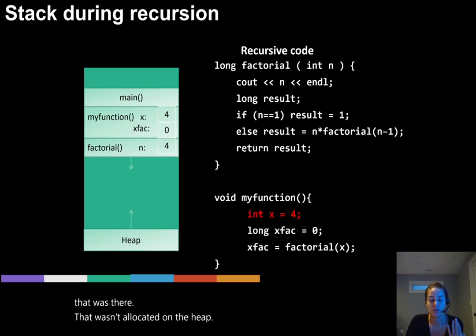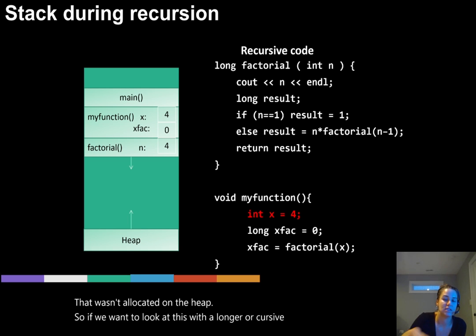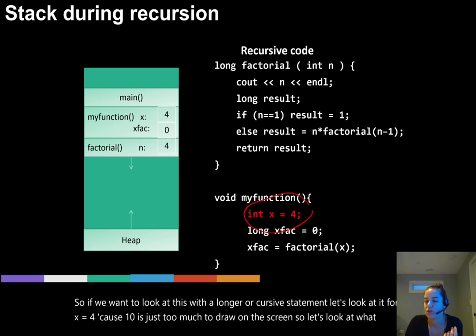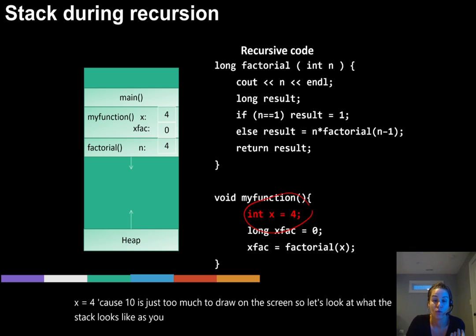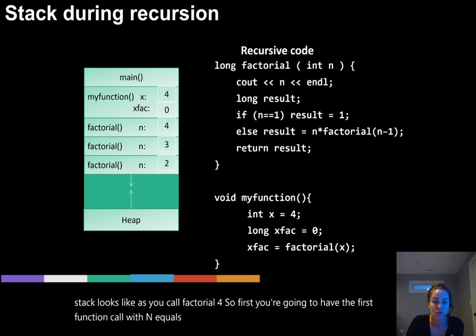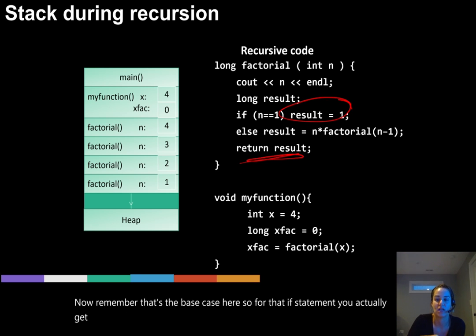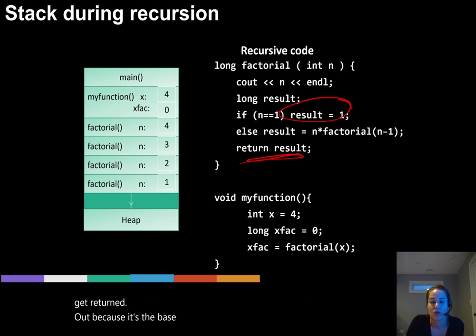If we want to look at this with a longer recursive statement, let's look at it for x equals 4, because 10 is just too much to draw on the screen. So let's look at what the stack looks like as you call factorial 4. First, you're going to have the first function call with n equals 4. Then you're going to have n equals 3, n equals 2, n equals 1. Now remember, that's the base case here. For that if statement, you actually get returned out because it's the base case, and you start going back up.